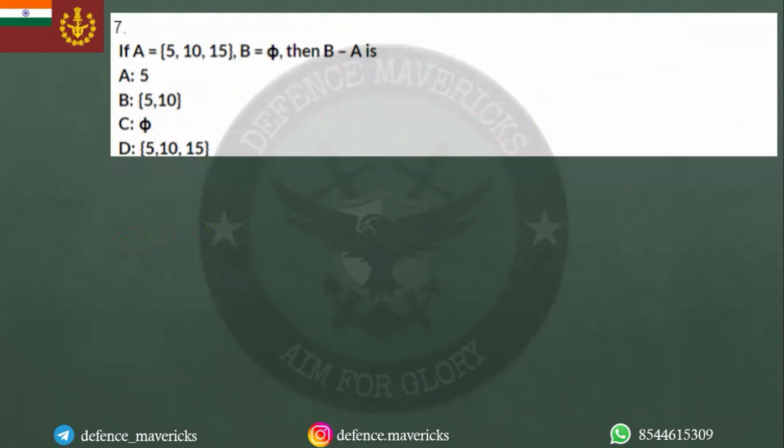Now this question. So A is given, B is given. You have been asked what is B minus A. What is B minus A? Elements which are in B, not in A. ठीक है? माइनस का क्या मतलब होता है सेट में? The elements which are there in the first set but not in the second set. ठीक है? First में है, second में नहीं है. This is the meaning of minus.